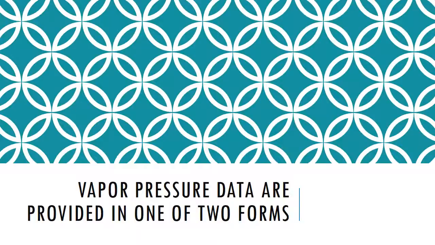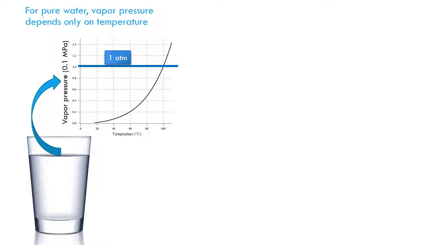We get vapor pressure data in one of two ways. For pure water, the amount of vapor right above it is really a property of that fluid, in this case water, and that is the vapor pressure. So this data, the vapor pressure data, is available for water in many places, including our textbook.